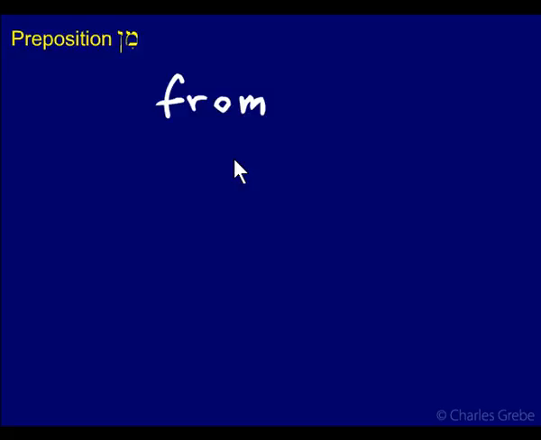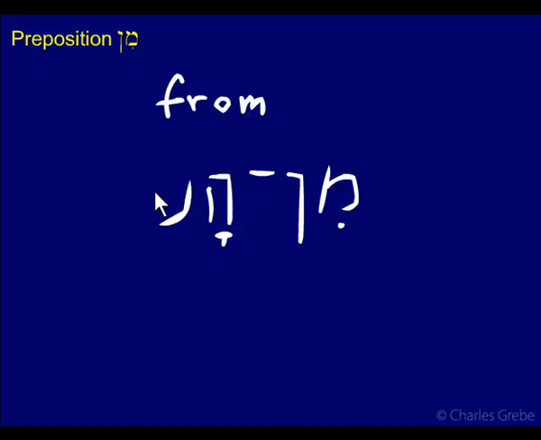It is written inseparably. It can function by itself or stand by itself, in which case it is attached by makef to the following word. For instance, min, and this, by the way, is how you spell it, min, so CVC. If it's attached to something, then it would have a makef there, min ha'ir, from the city. So you can see that it's standing alone but not totally alone. It's got this makef, and the makef, if you remember, is something that joins 2 words that are closely related.